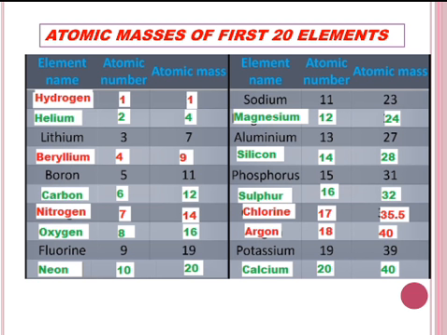Now see the elements having odd atomic number. And how will you learn the atomic masses of these elements with odd atomic number? It's again very simple.